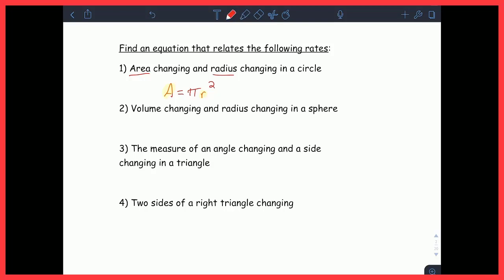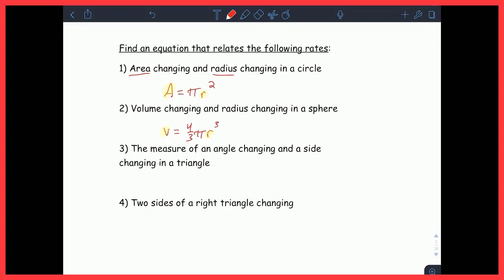Number two is also sort of easy. It says the volume of a sphere is changing and the radius of a sphere is changing. Well, that's just the volume of a sphere formula. Volume equals 4/3 pi r cubed. And that has the volume of a sphere and the radius of a sphere. So that is the single equation that relates the two rates provided.